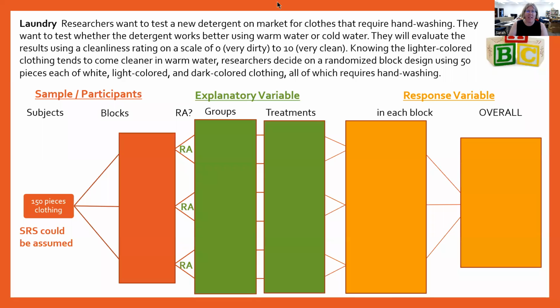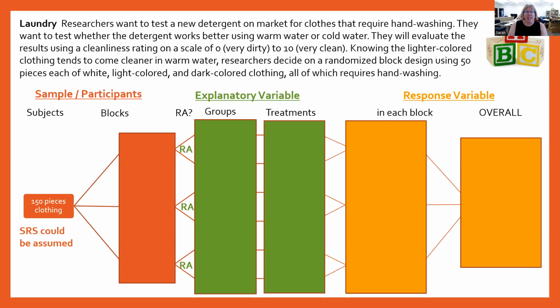All right, we're back with another randomized block design. So this one's about laundry. It says researchers want to test a new detergent for clothes that require hand washing. They want to know whether the detergent works better using warm water or cold water.